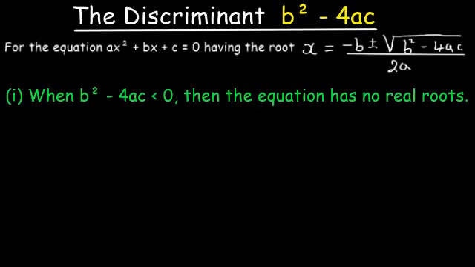when b squared minus 4ac is less than 0, the equation will have no real root. What it means is that it will be having a complex root. When you solve that quadratic equation, within the radical you'll be having negative answers, and the square root of negative values will turn out to be complex numbers. So whenever b squared minus 4ac is less than 0, keep in mind that you'll be having no real root, but a complex root.